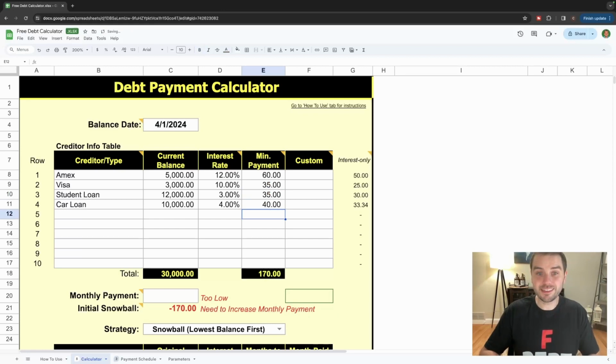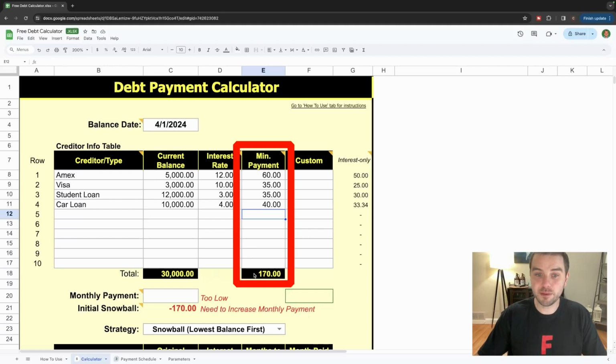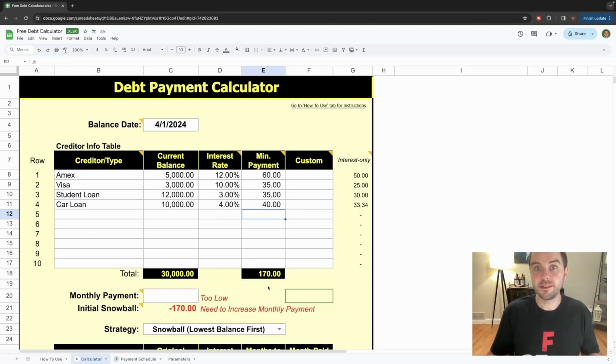But again, you're going to want to get the actual minimum payment so we know what is the least amount you have to pay every single month. So after we've done that, you see the total here, $30,000 of debt. The minimum payment that we have to pay every single month is $170. Okay, so that was simple, right? That's really the tracking phase. We're getting everything onto one spreadsheet so we can see all of it in a row, all of it at once. And the next part is our planning stage.